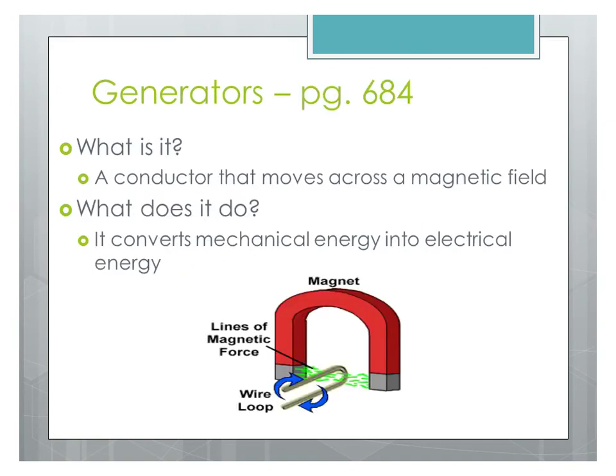Generators have the opposite effect, and these are described more, and you have more illustrations on page 684. This is a conductor, so an object that can conduct electricity, and it's moved across a magnetic field. Some object is manually moving this back and forth within a magnetic field, and this creates an electric current within the conductor. So basics of this means that this converts that mechanical energy, the motion, into electrical energy.